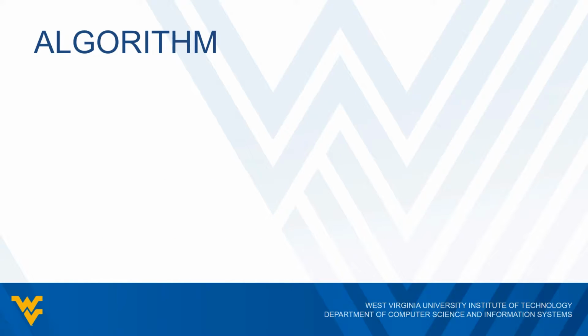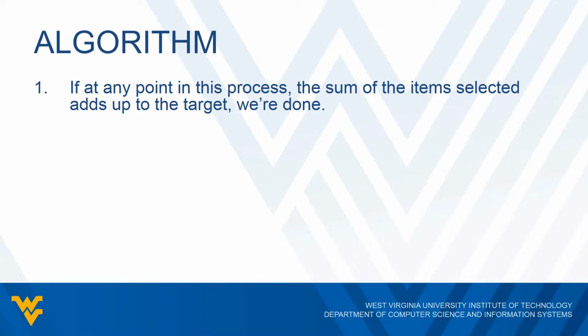Here's an algorithm that we can use on a computer. So the first step is at any point in the process, if we find that the sum of the items that we pick adds up to our target, then we're done. We got our target weight. We don't need to do anything else. There could be more than one combination of items that gives us the target weight. We just need to find the first one. So as soon as we get our target weight, we can stop.